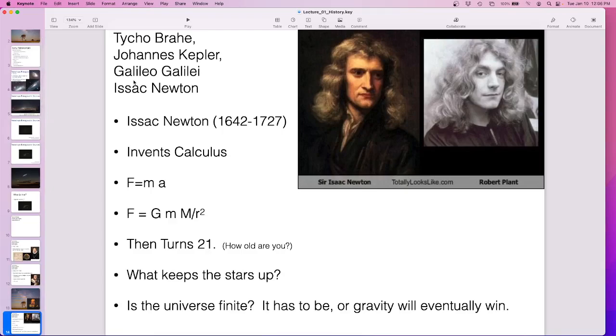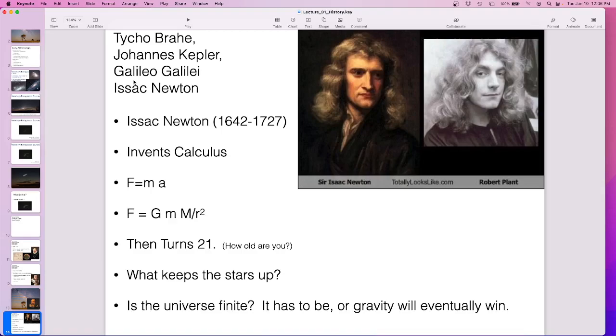Newton then came along, started a great rock band, invents calculus, discovers F equals ma, then turns 21. I did not understand calculus when I turned 21. I had taken it, but I didn't really get it.